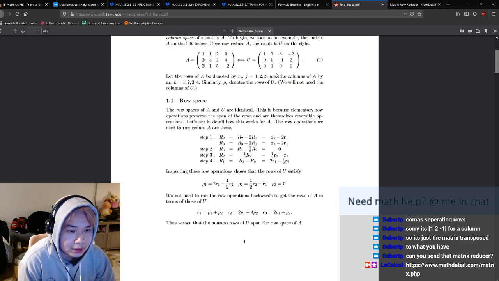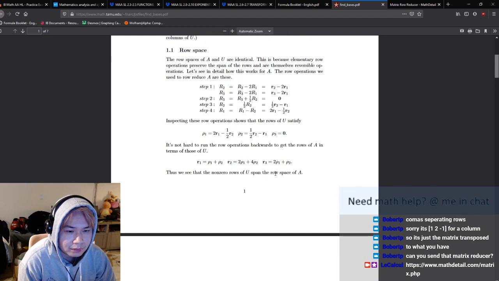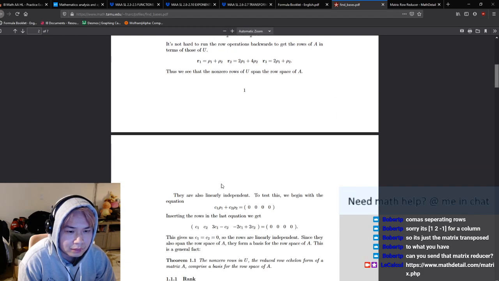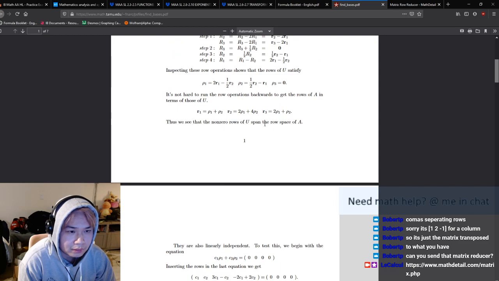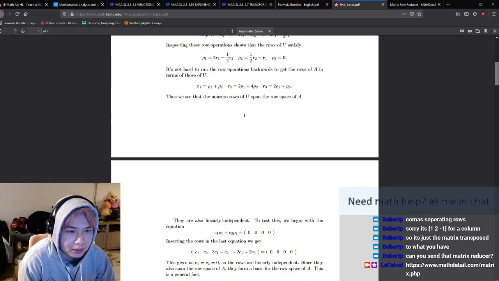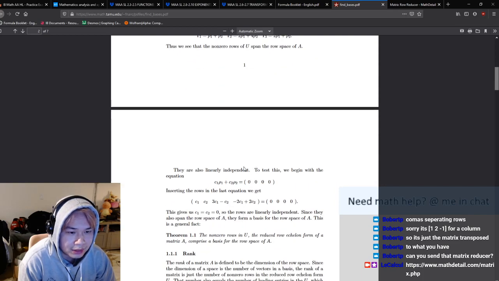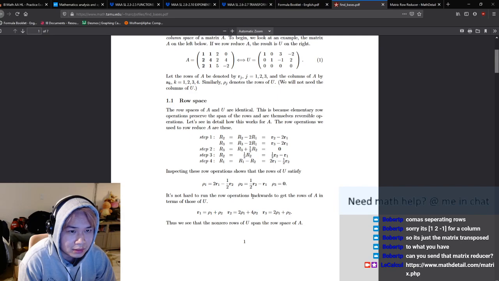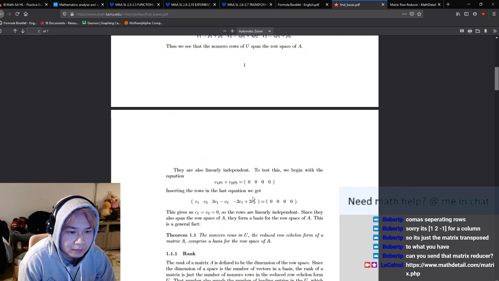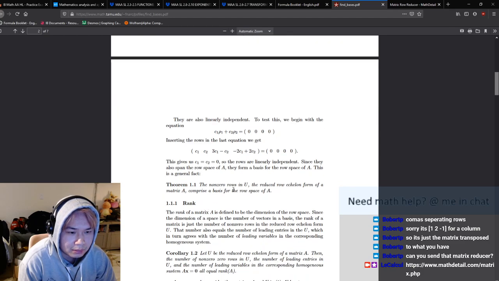So we can see that row 3 is 0. So let's see, they are also linearly dependent. We can test this. This gives us C1, C2 are 0, because they're independent since they span this row.